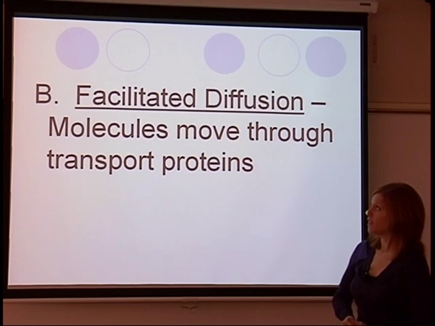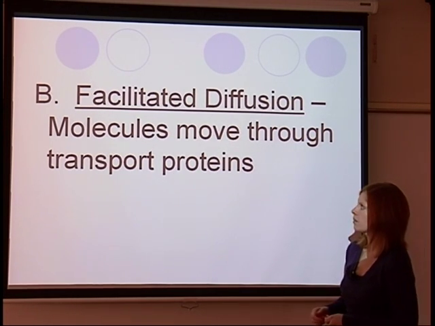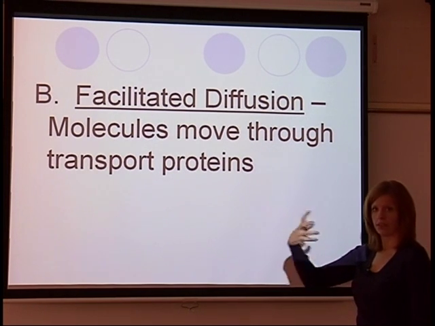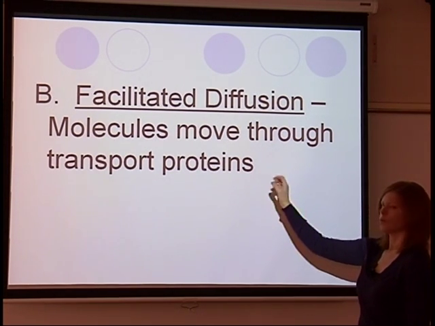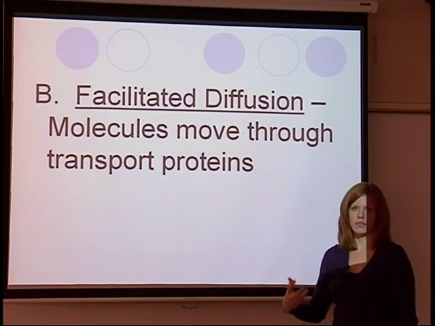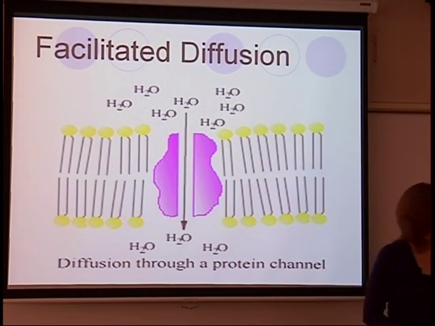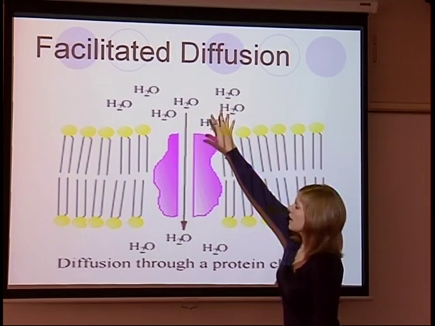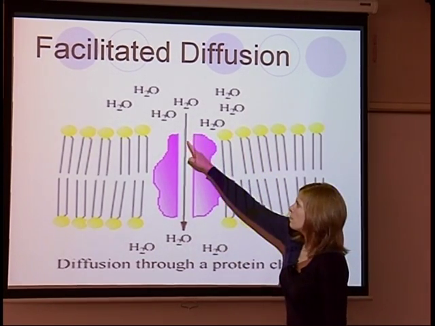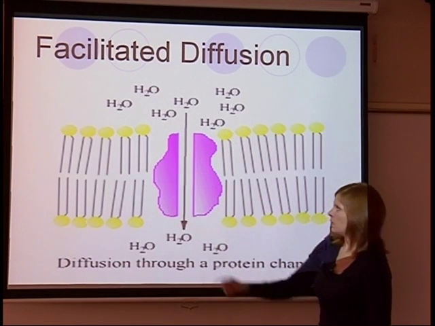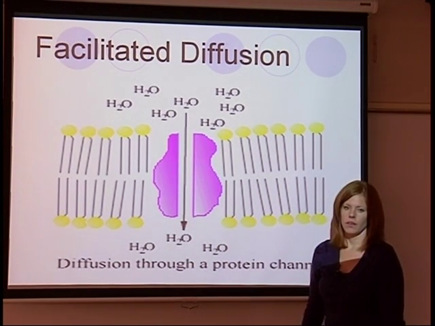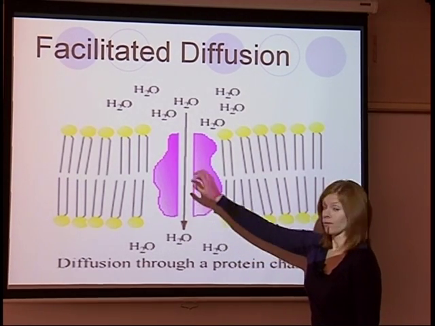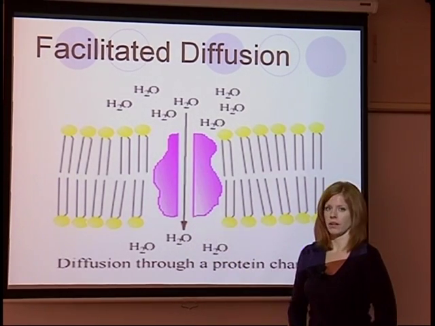We also have facilitated diffusion. This is still passive transport. The molecules are doing the same thing, going from where there's a lot to less, but they're moving through transport proteins in the cell membrane. These water molecules here are going from where there's lots to where there's less, but they're moving through this purple structure, which represents a transport protein. That's called facilitated diffusion because they're being helped, or facilitated, through here by this transport protein.